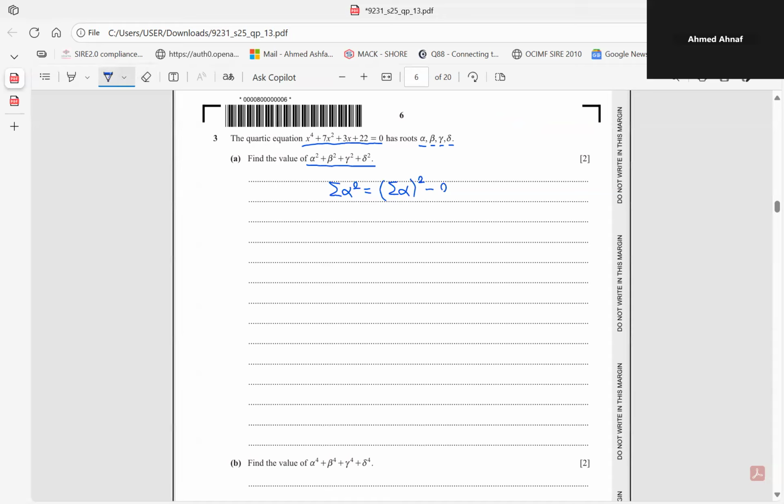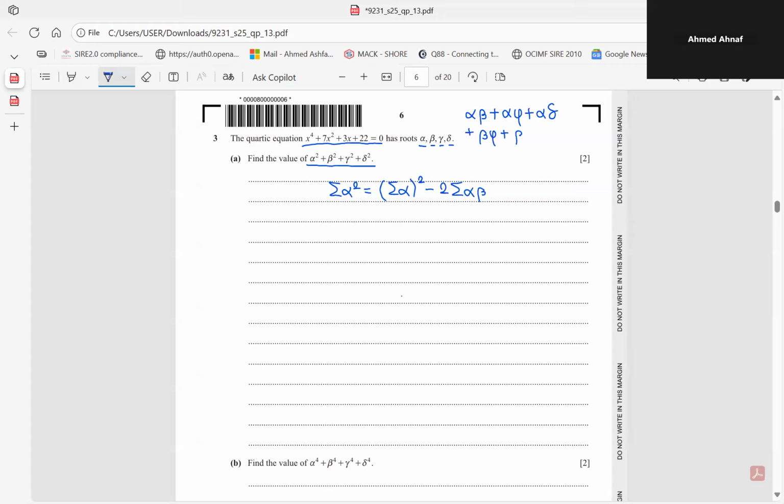And then this would be minus 2 times sigma alpha beta. So this is the sum of your root pairs. Okay, so your alpha beta times alpha gamma plus alpha sigma plus beta gamma plus beta sigma plus sigma gamma. So this whole thing is represented by sigma alpha beta.